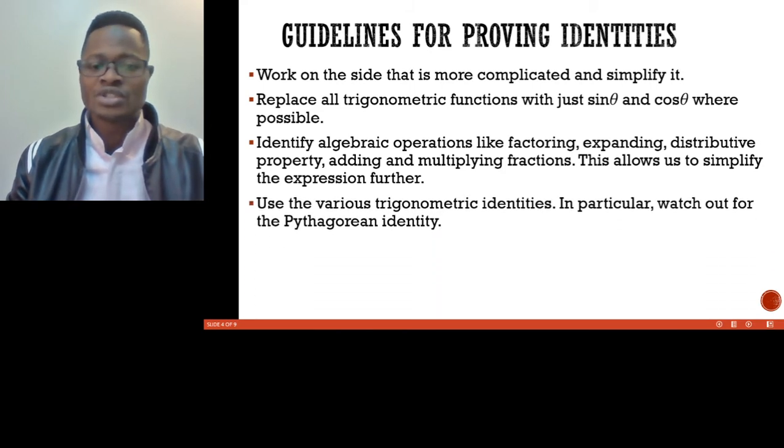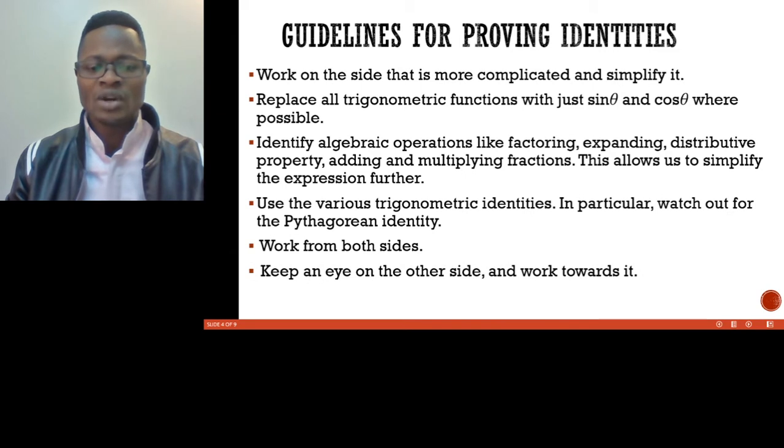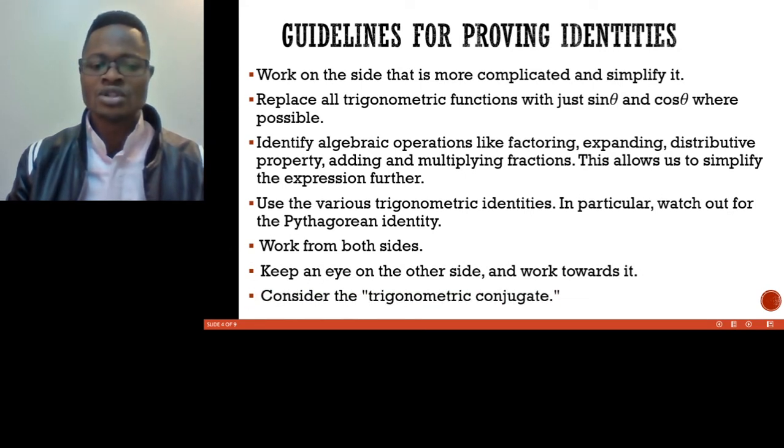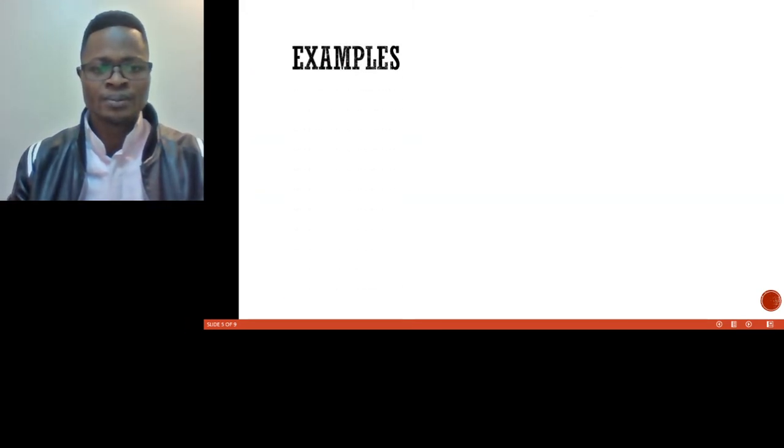Use the various trigonometric identities in particular. Then you watch out for the Pythagorean identity. Work from both sides. Keep an eye on the other side and work towards it. And finally, you consider the trigonometric conjugate. So let us jump into it and see some examples.